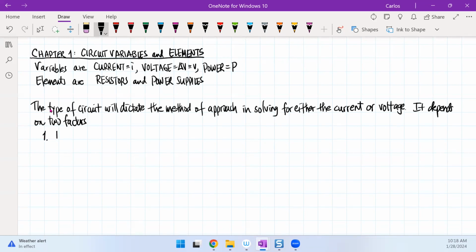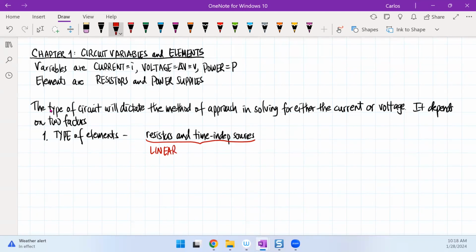One, it depends on the type of elements. So if we have resistors and time independent sources, then these are linear circuits, which implies that we can use linear equations to solve them.